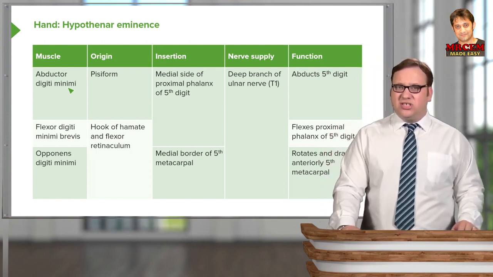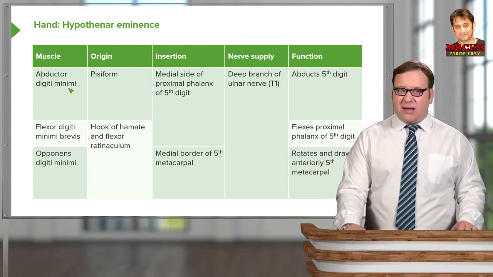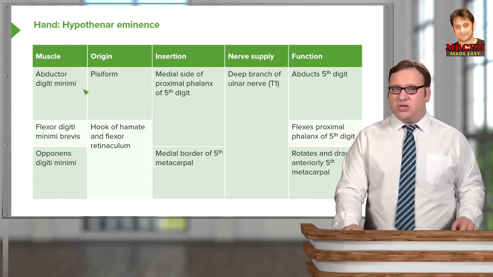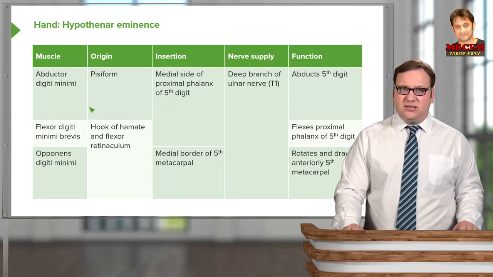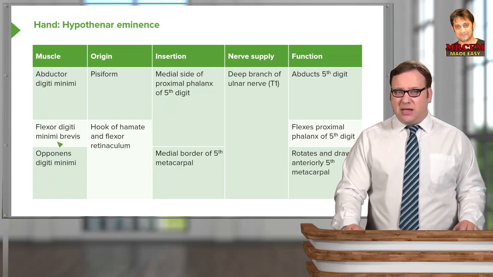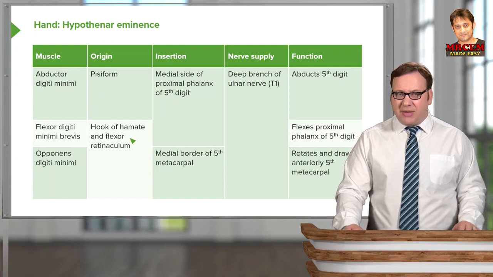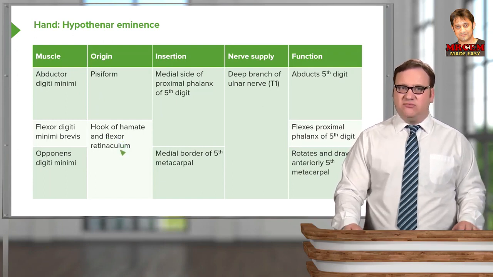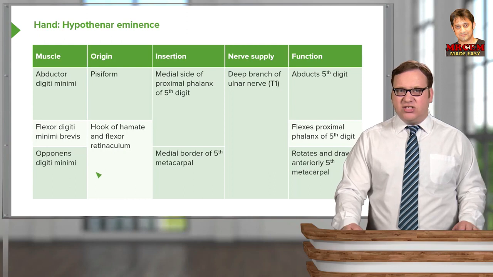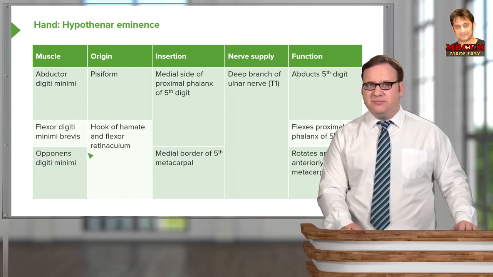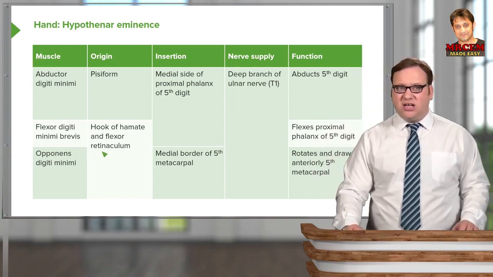As the name of the muscle suggests, the function of Abductor digiti minimi is to abduct the fifth digit. Flexor digiti minimi, or brevis if you want to, originates from the hook of the hamate and also the flexor retinaculum. It shares an origin with the opponens digiti minimi muscle. So these two muscles share a common origin. However, they have a different insertion.